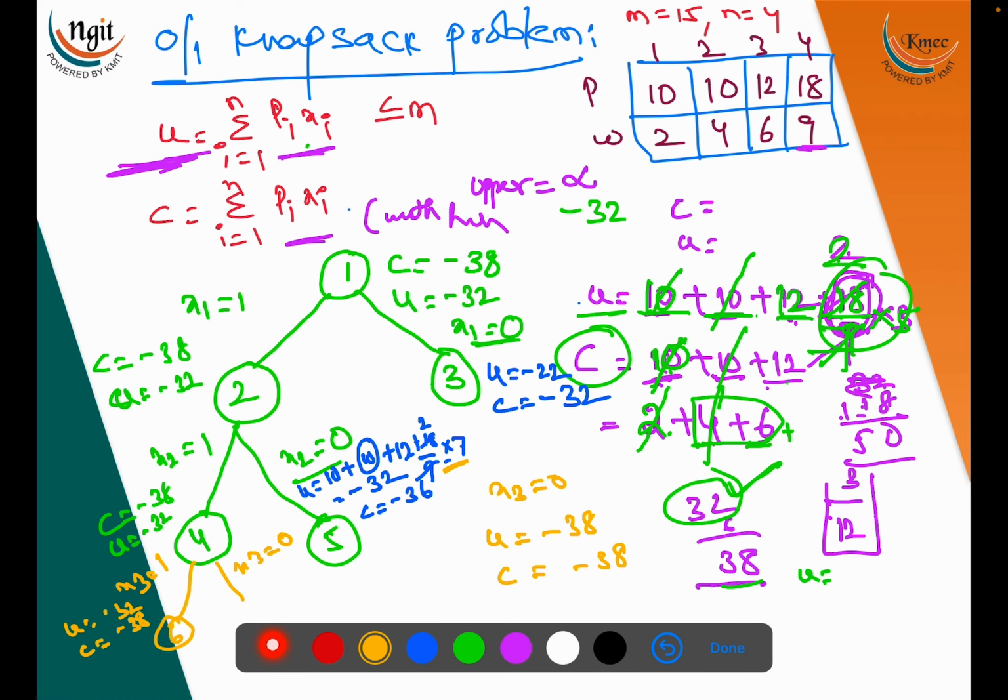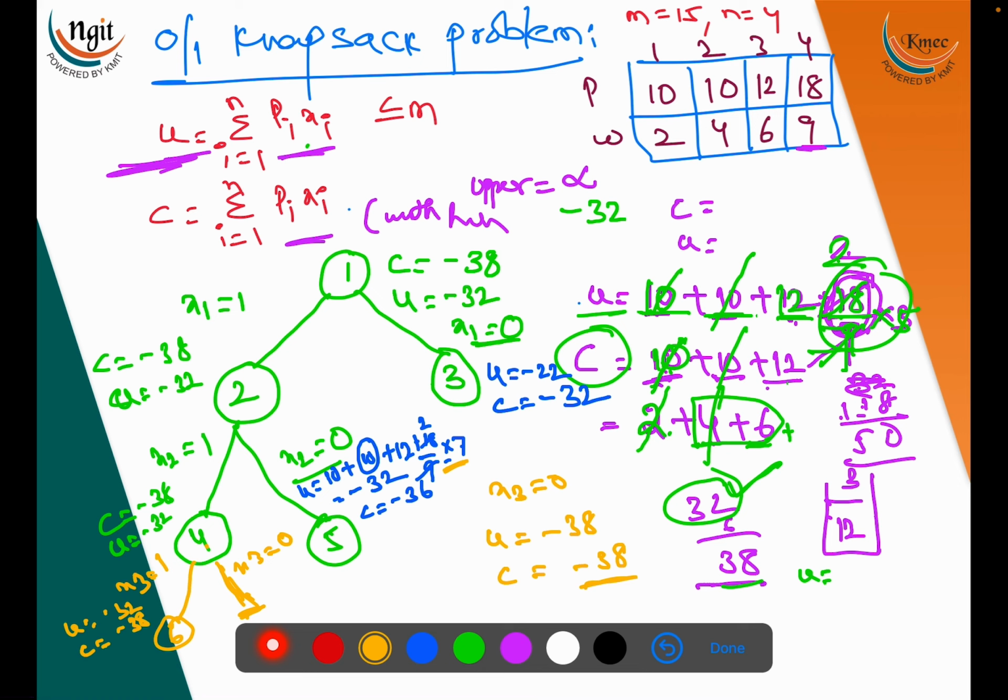Now let's see, when I want to explore the node according to least cost branch and bound, I have to take the least cost, correct? So now I am taking the least cost method. Among these two, minus 38 is the least cost, right? So now I am going to take this minus 38. That means from the fourth node, exploration will get started.